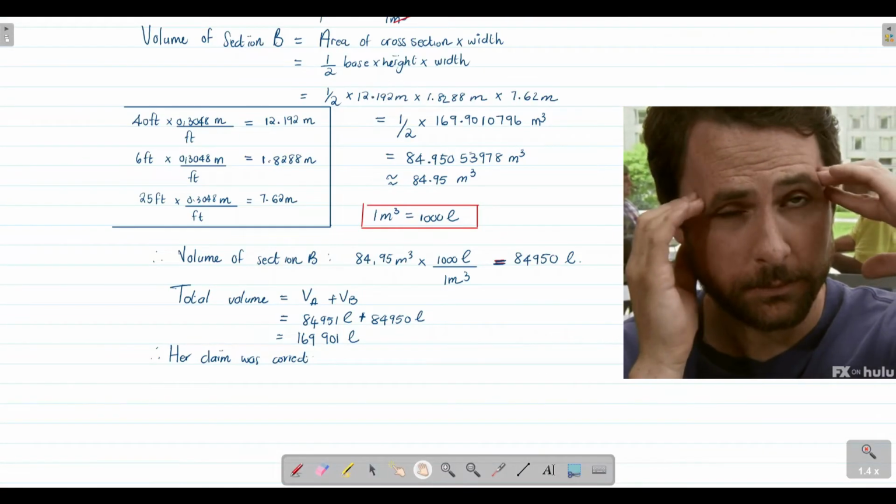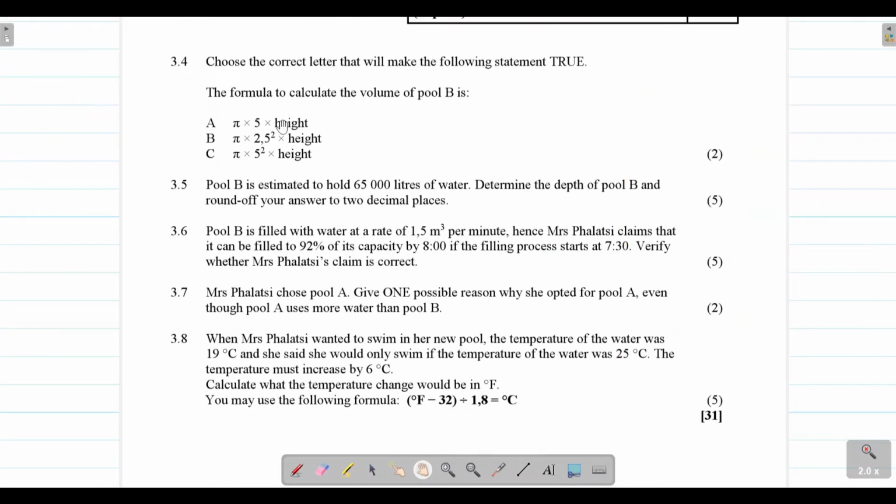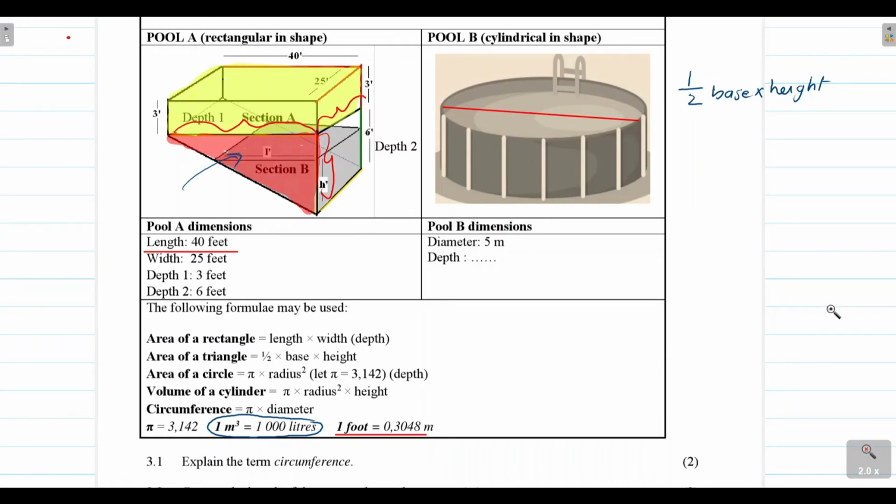Okay, all right, let us have a look at question 3.4. Choose the correct letter that will make the following statement true. So which letter would make the following statement true? The formula to calculate the volume of pool B is, how do we calculate the volume of a cylinder, right?